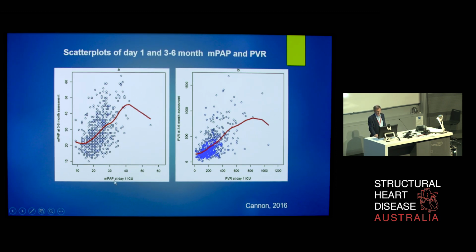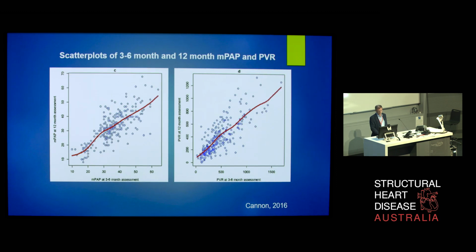So this is the mean PA pressure on day 1 in the intensive care unit plotted against mean PA pressure at 3 to 6 months, and there's really no association, and the same for PVR. So the answer is not immediately after the operation or before the patient goes home. But what about 3 to 6 months versus 12 months? And now you can see there is a relationship. So you would not make any decision to start pulmonary vasodilator drugs till about 3 to 6, at least 6 months after the operation.